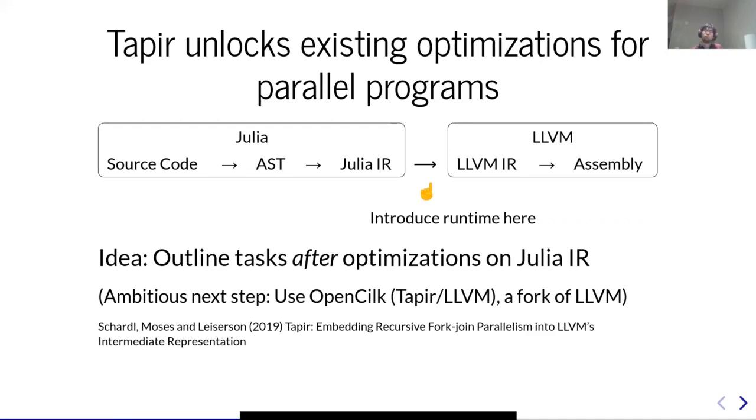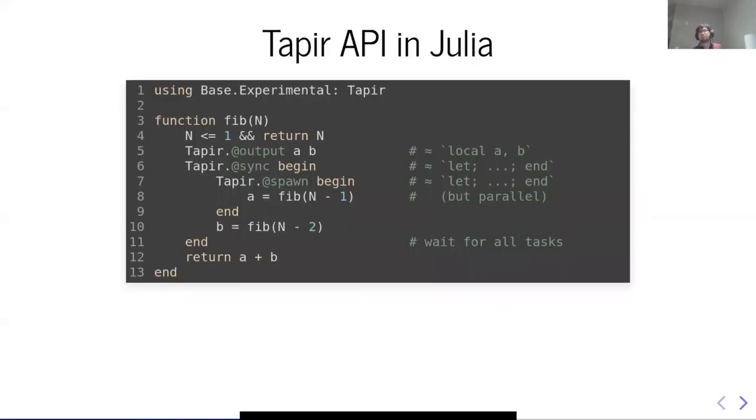The good news is that we already observed that unlocking the optimizations inside the Julia compiler can already have a large impact in some parallel programs. So this is the Tapir API in Julia. There's this Tapir @spawn macro, like the Threads @spawn macro that you can use today, and this @spawn macro acts like a let block, but obviously it can make your code parallel.